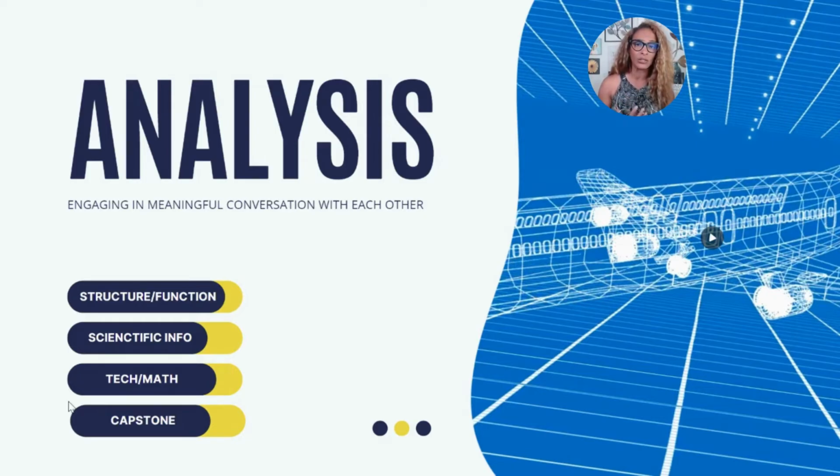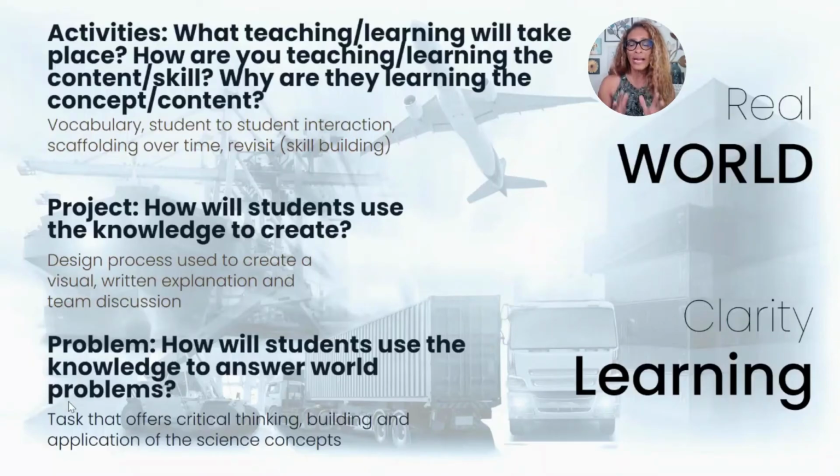And then when we really are looking at what activities are students doing? What's the teaching that's involved? What's the learning that's involved? What's taking place? How are you teaching as a teacher, and how are students learning the content and skill? Why are they learning the concept and skill? So is there vocabulary that they need to know? Are students talking to each other? When students talk to each other, they are more likely to put this concept into their long-term memory.